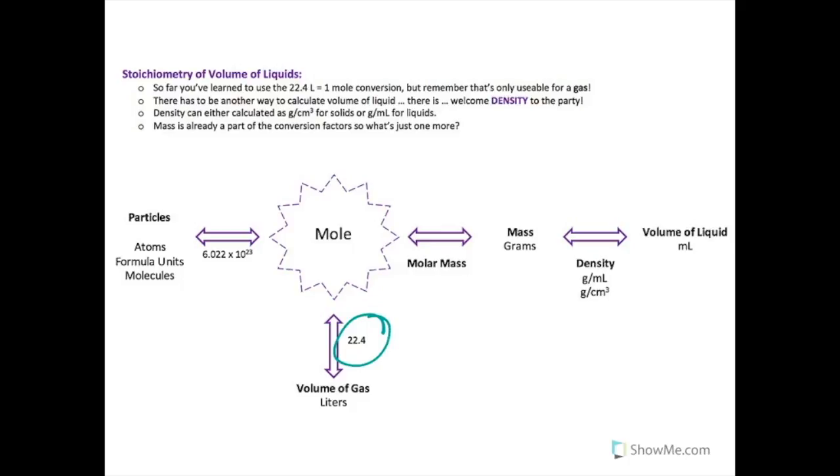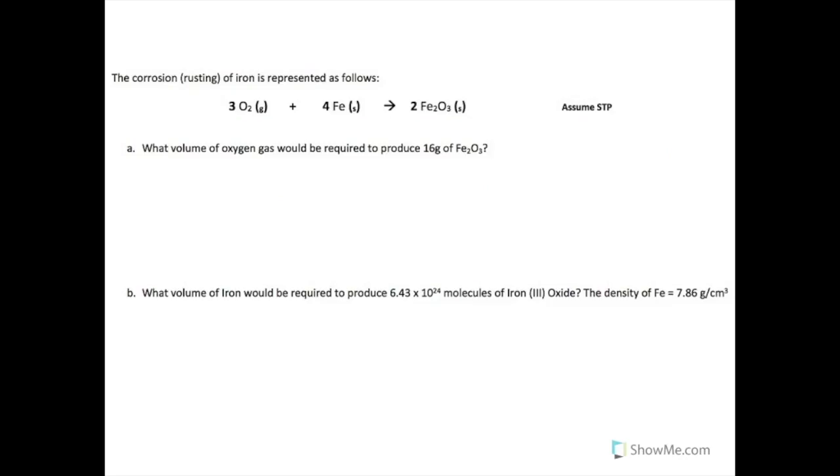Density can either be calculated as grams per centimeter cubed for solids or grams per milliliter for liquids. So that means if given the mass of a substance, you should be able to calculate the volume of that liquid by way of using density. You will be given grams and you will be given the density. So just by using a conversion factor, you should be able to determine the volume of that liquid. So let's look at some examples.